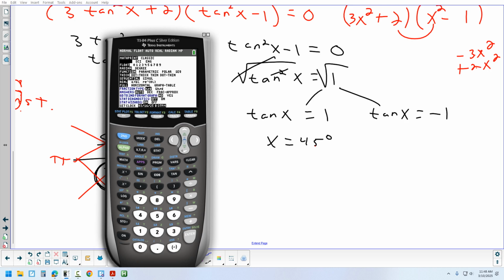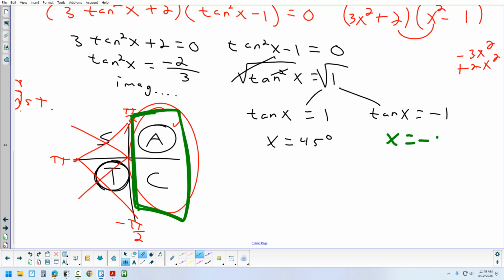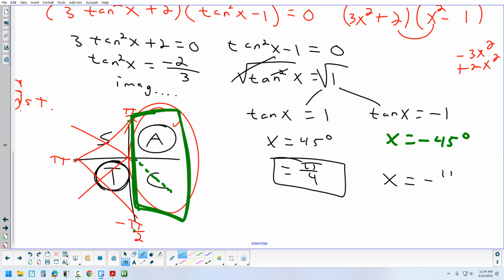I said to do it in degrees because we know it's a nice answer. Does anyone recognize what that is? Maybe not, but negative 45, you'll see that's a nice number. It's just the opposite, and that's between negative pi over 2 and pi over 2. Negative 45 is right there. What is 45 degrees in radians? Yep. And what is negative 45 degrees? Negative pi over 4. Yep.